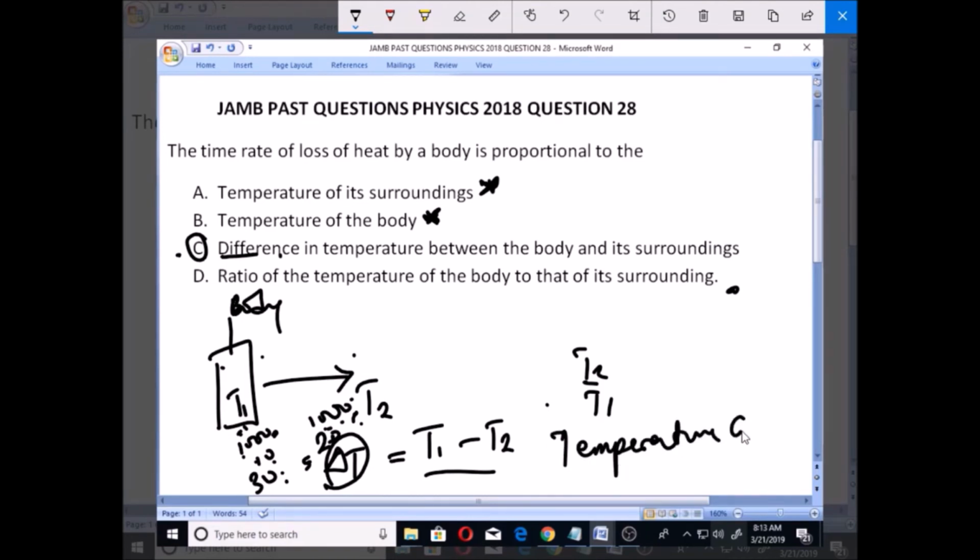Temperature gradient is actually the difference in temperature between the body and the surrounding. So you can say that this is T body and this is T surrounding. Once there is a difference between these two, where one could be 1000 and the other 20, then you talk about what we call temperature gradient. So C is the right answer to this. Thank you.